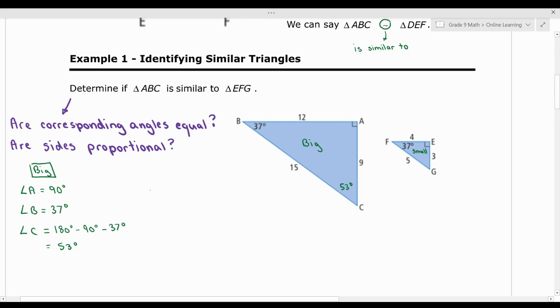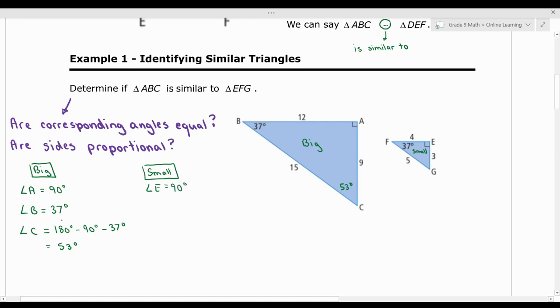Okay, next what I'm going to do is look at the small triangle, and I'm going to try and connect. On the big triangle, I had a 90-degree angle. Okay, so that was A. So I'm going to look, is there a 90-degree angle in the small triangle? Well, there is, it's E. So I'm going to say, well, angle E is 90.